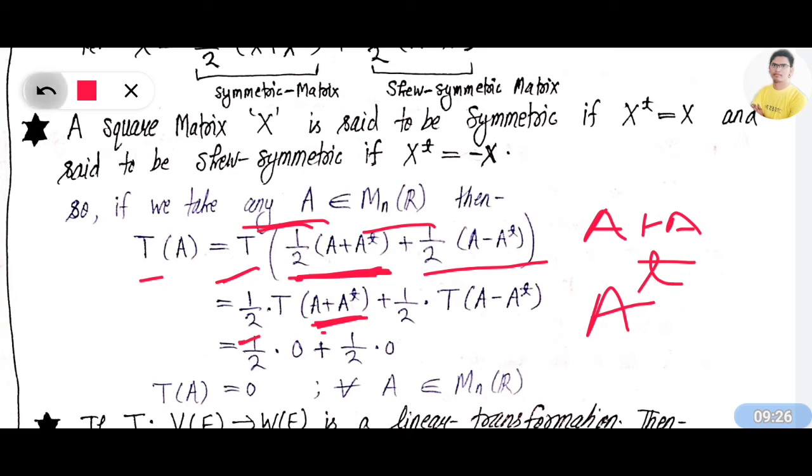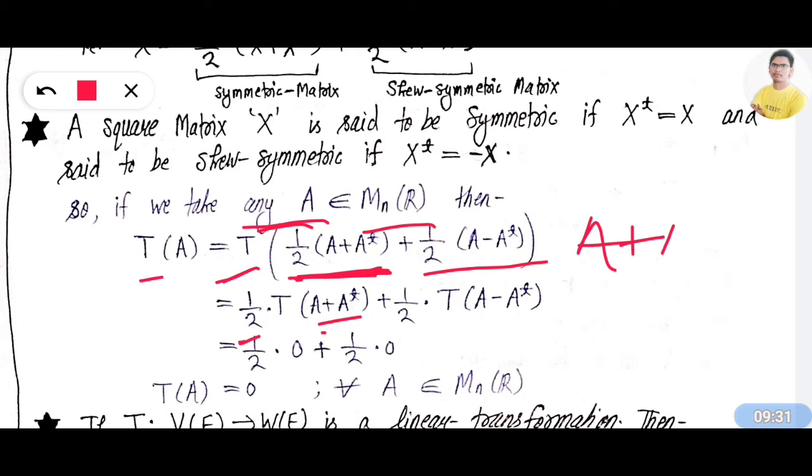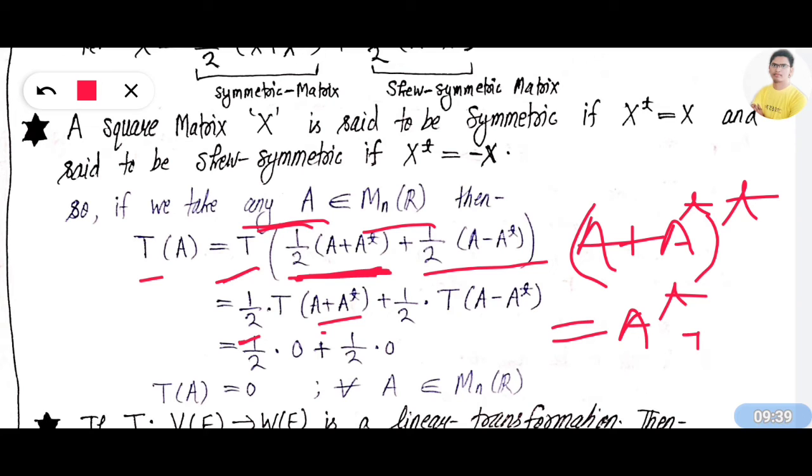And if you take the transpose of A plus A transpose, considering it as a single matrix, you get A transpose plus the transpose of A transpose, which is A. So when you take the transpose of the matrix A plus A transpose, you get the same matrix again, which means A plus A transpose is a symmetric matrix. And it's easy to verify that A minus A transpose is again a skew symmetric matrix. So your T will map all those matrices which are either skew symmetric or symmetric to 0.